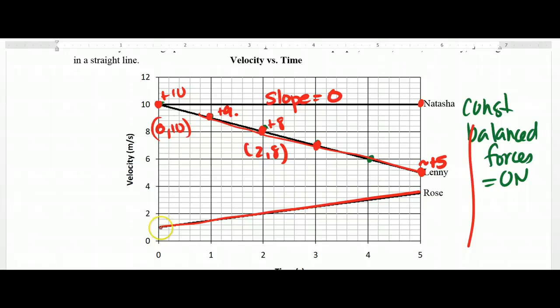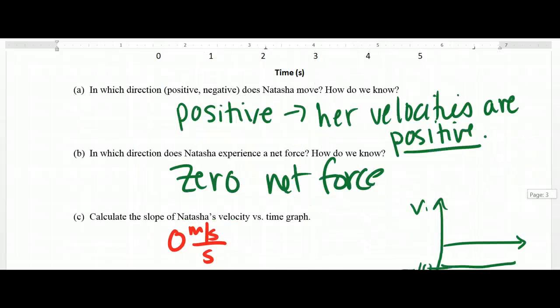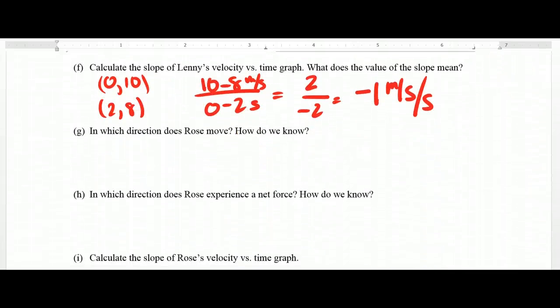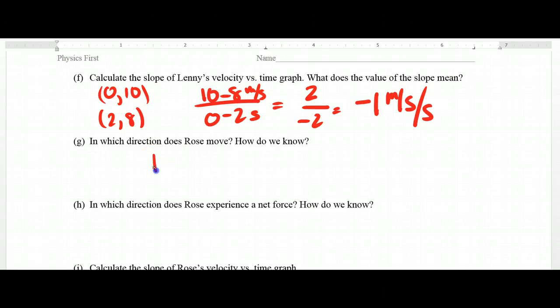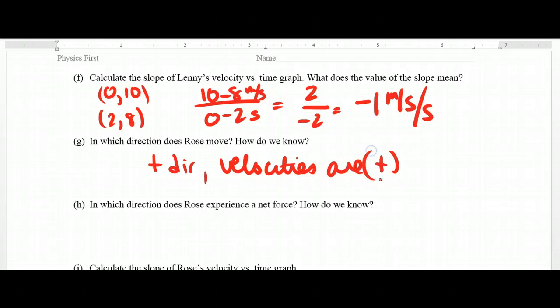Okay, so back to Rose. Rose was moving in the positive direction. She is speeding up because her velocity is increasing. So if we go down here, direction that Rose is moving, positive direction, because her velocities are all positive. Net force must also be positive because it must be with her motion for her to speed up.